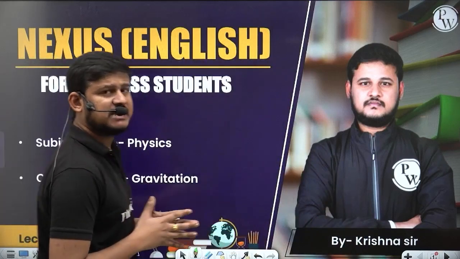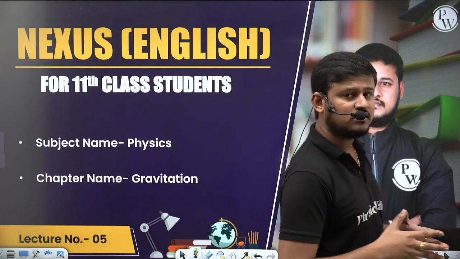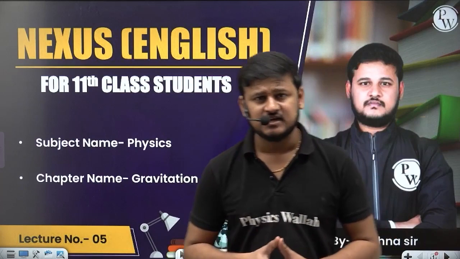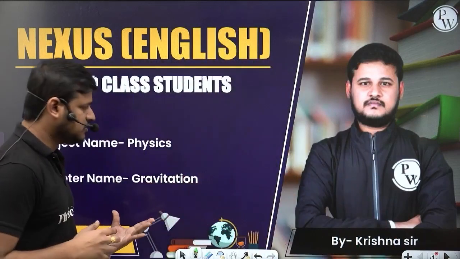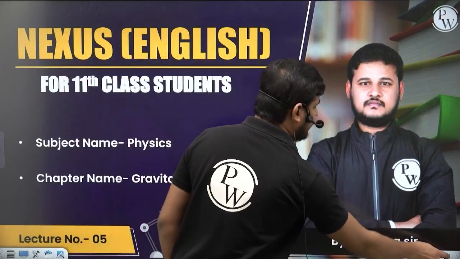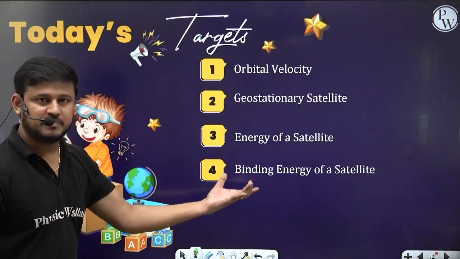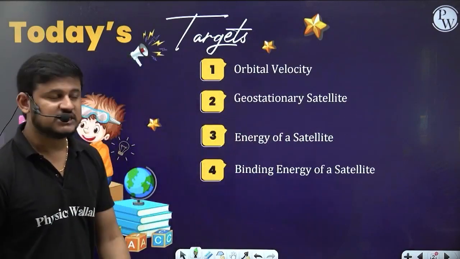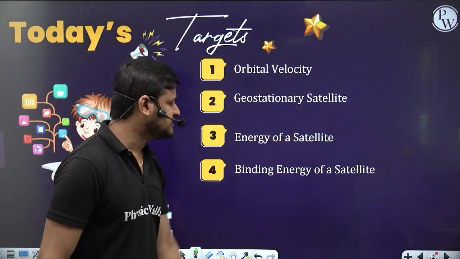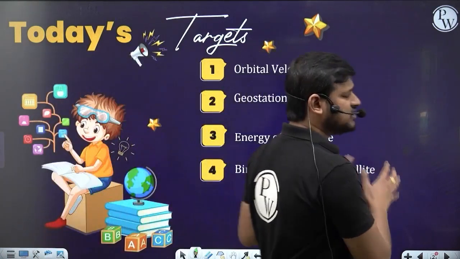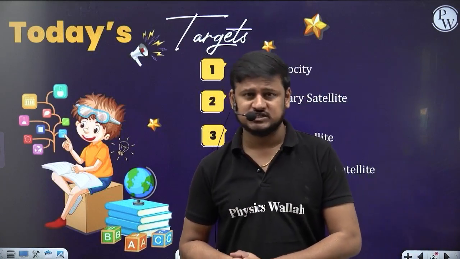In the last session of gravitation, lecture number 4, we discussed escape velocity and gravitational potential energy, right? In continuation of this chapter, today we are going to deal with lecture number 5, where we are going to focus on these topics. One is orbital velocity, and then what is a geostationary satellite, the energy of the satellite, and the binding energy of the satellite. These are our main objectives for today's session.